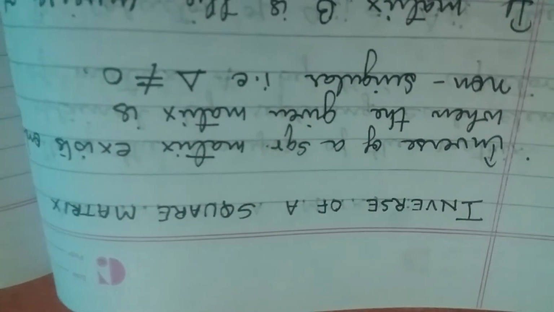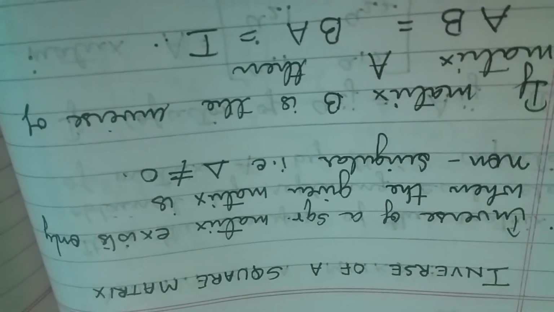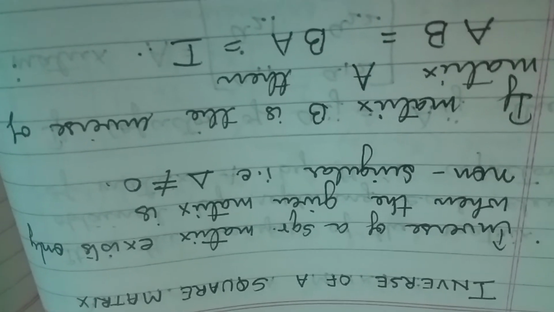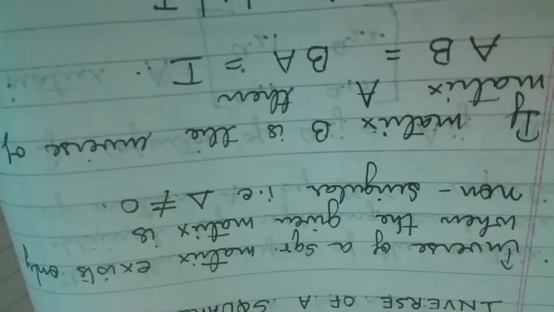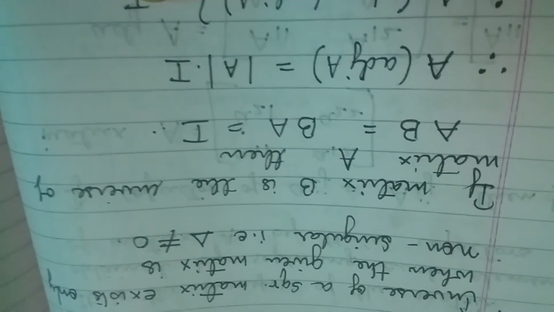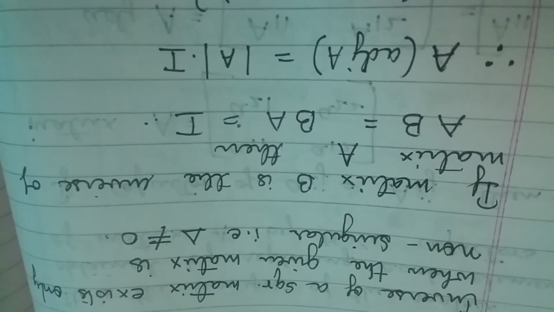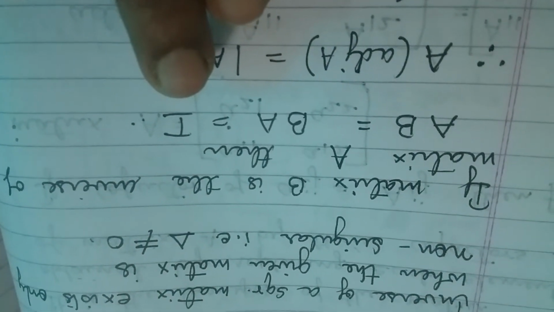Now how is the adjoint helpful? Adjoint is helpful for us to find the inverse of any square matrix. So our next topic is the inverse of a square matrix. See, the inverse of any square matrix will exist only when the given matrix is non-singular. This term I have introduced earlier also. Non-singular matrix means the determinant of that matrix is not equal to 0. If matrix B is the inverse of matrix A, then A into B will be equal to B into A, which will be equal to I.